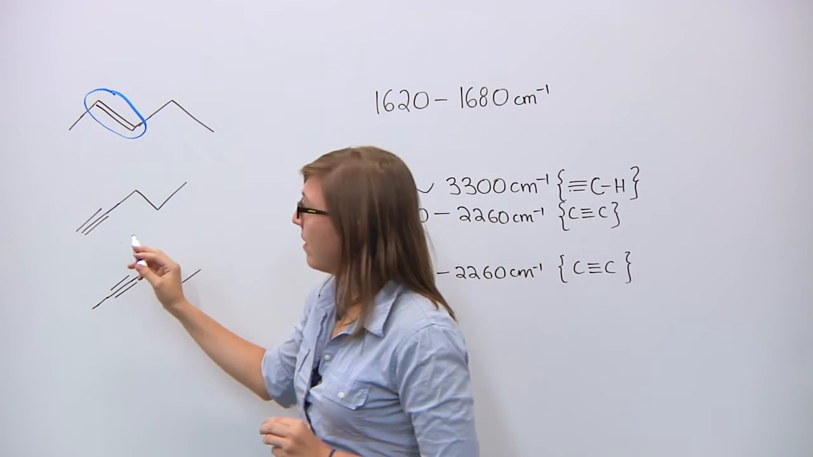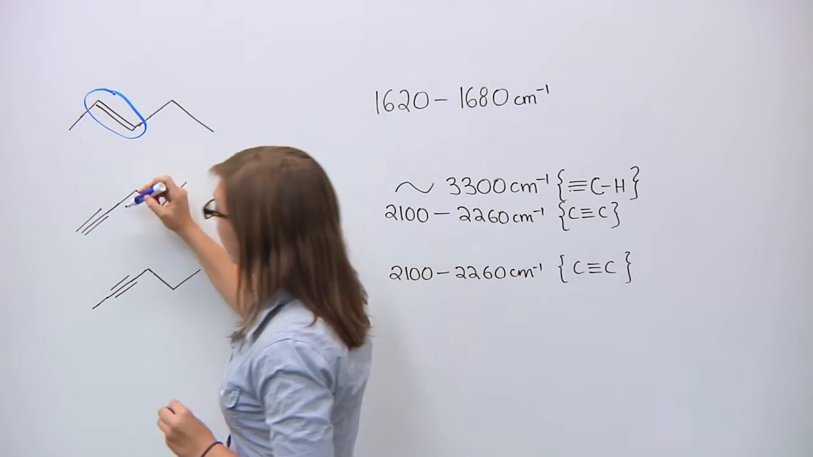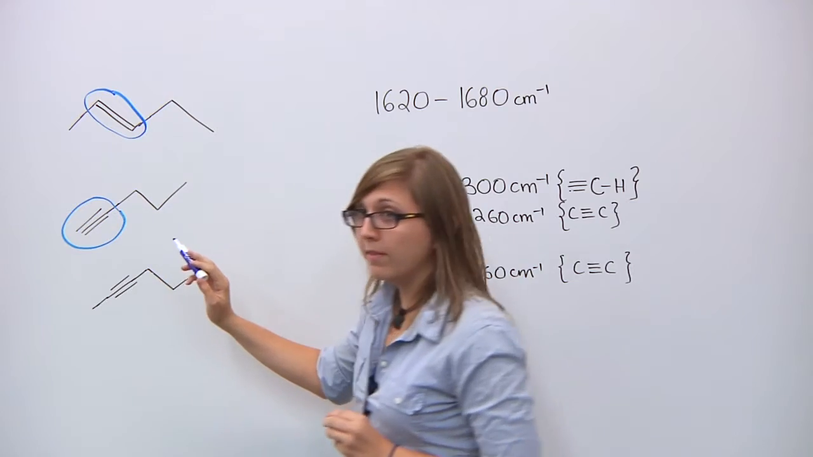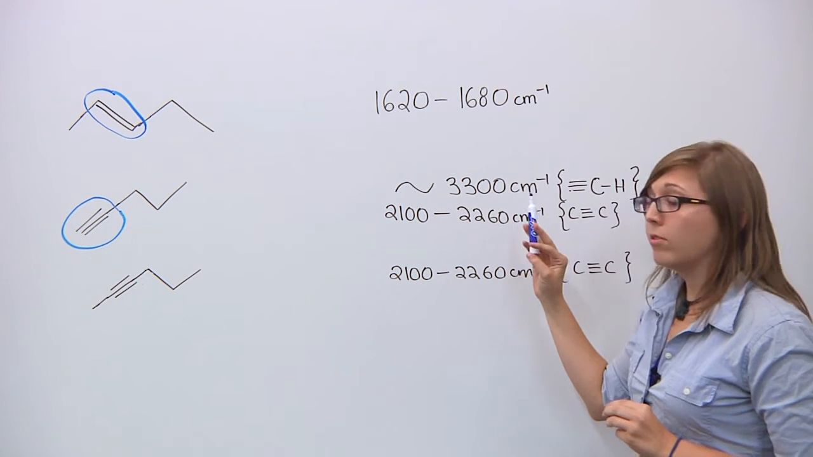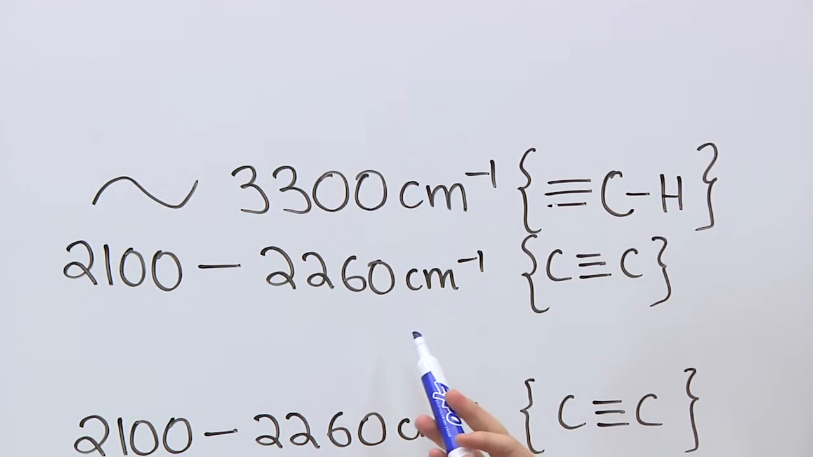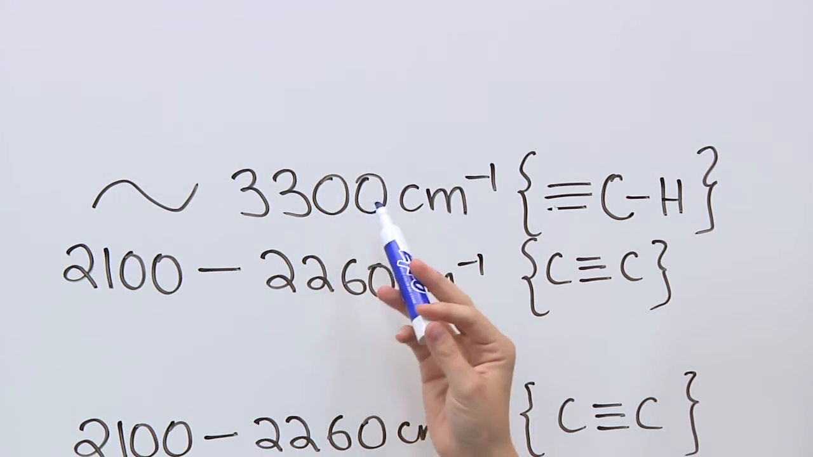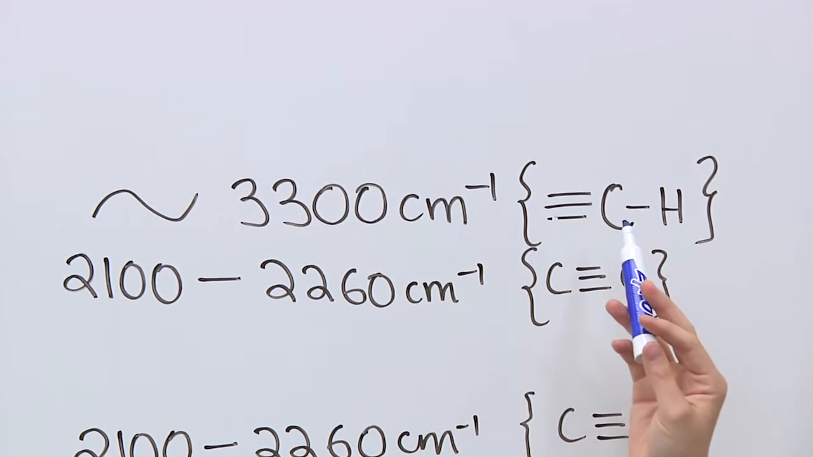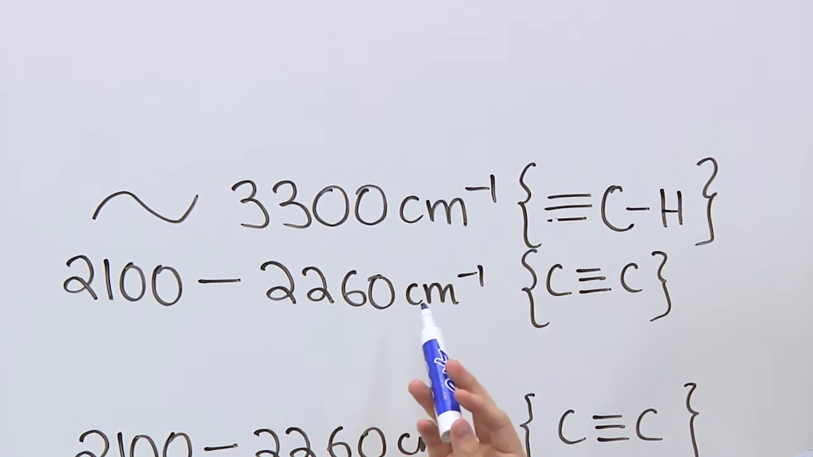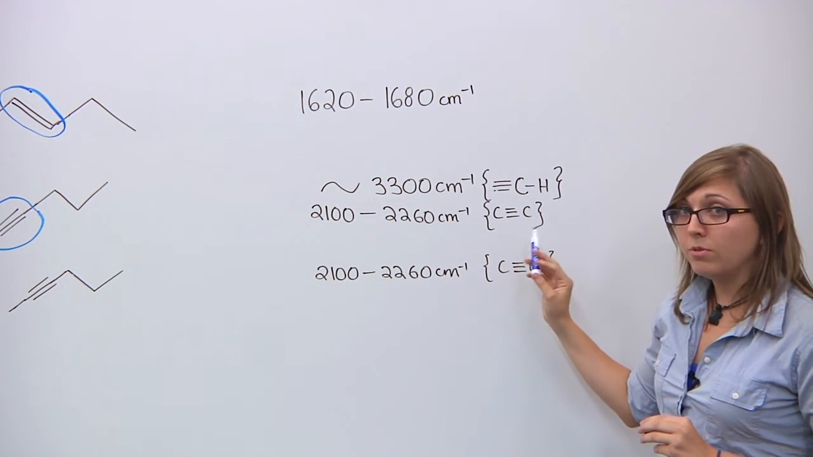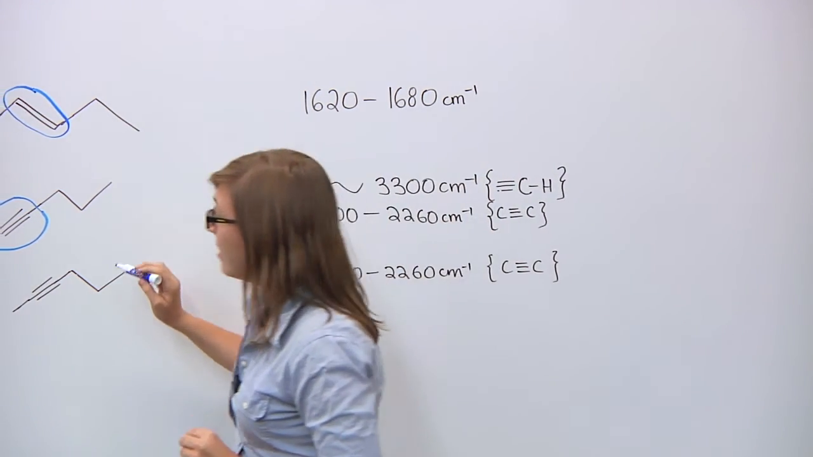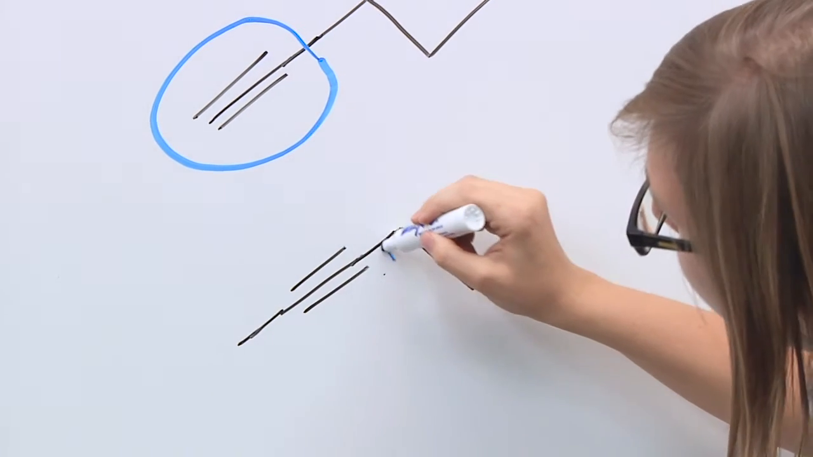Here we can identify a terminal alkyne, which will give a frequency of around 3300 and 2100 to 2260. The 3300 comes from the carbon bonded to the hydrogen, and the 2100 to 2260 comes from the carbon triple bonded to another carbon. This last molecule is an internal alkyne.